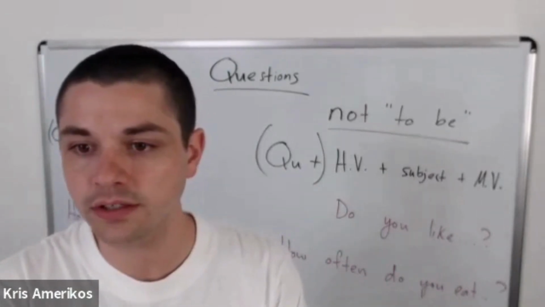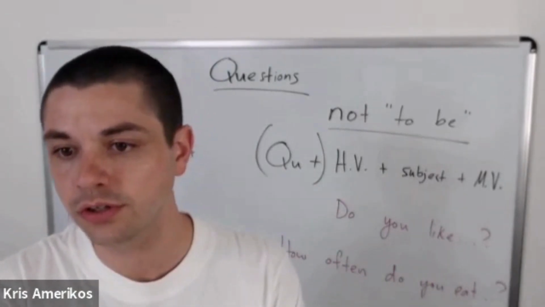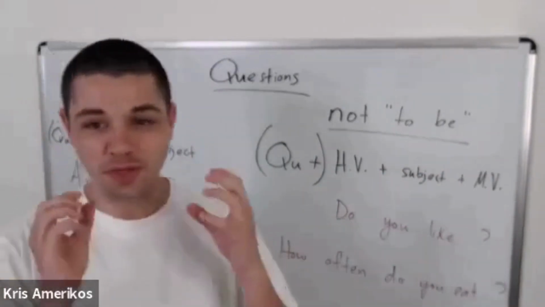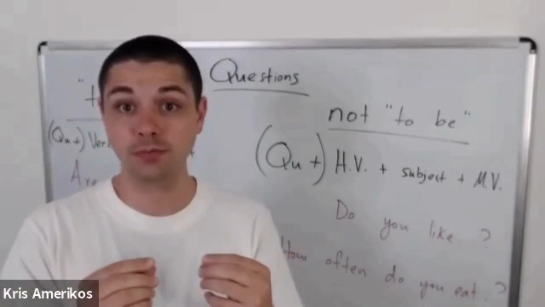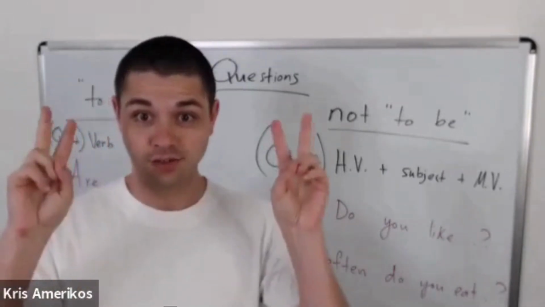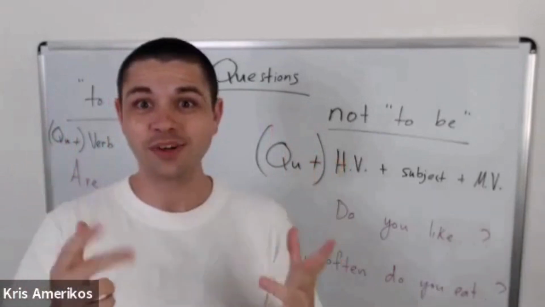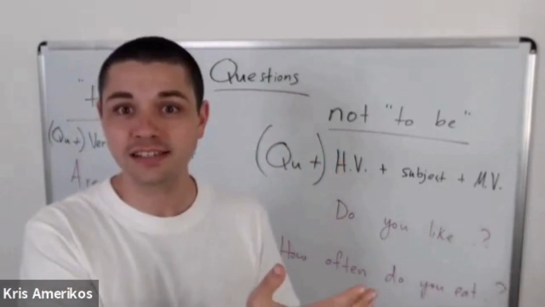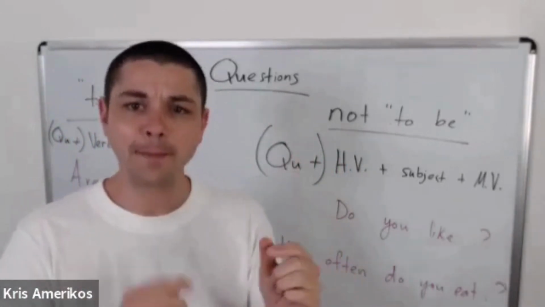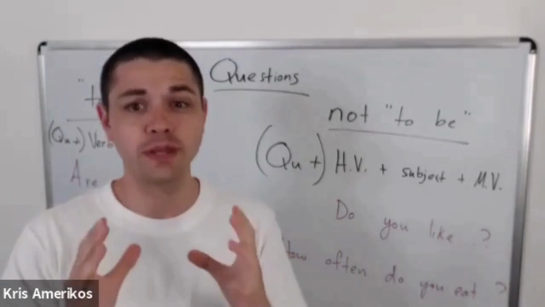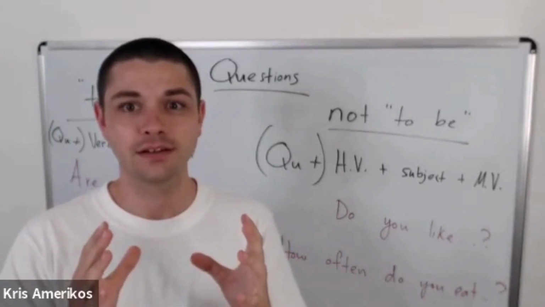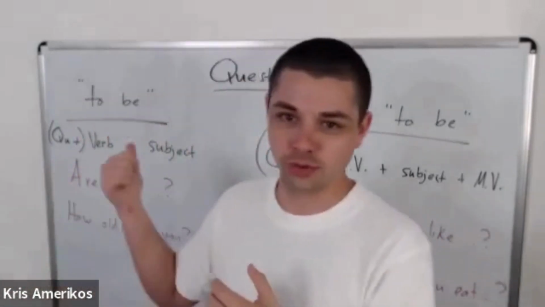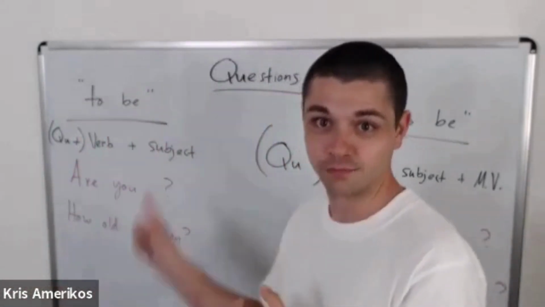I see Jose says, when do we use to be and when do we not use to be? So when the main verb in the sentence is to be, like I am, you are, he is, right? We know that am and are and is, this is the verb to be. And if we use these words, then we should use the to be structure.